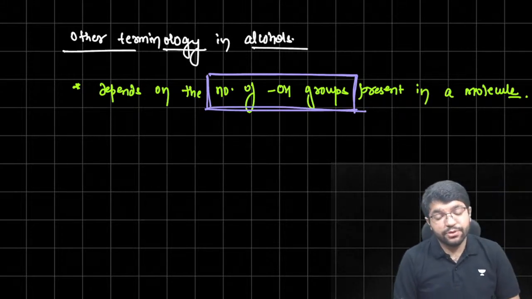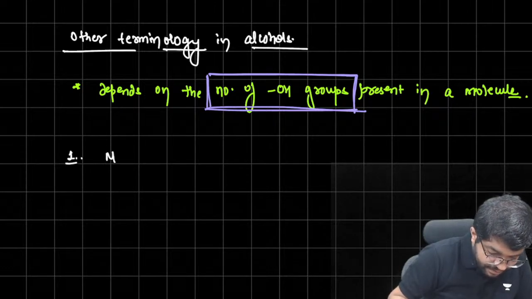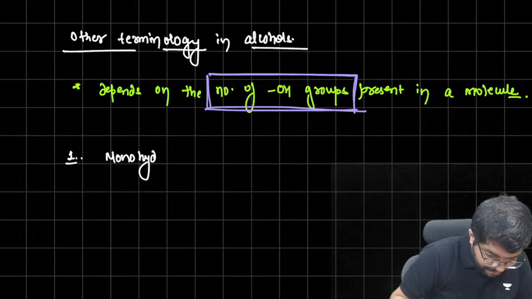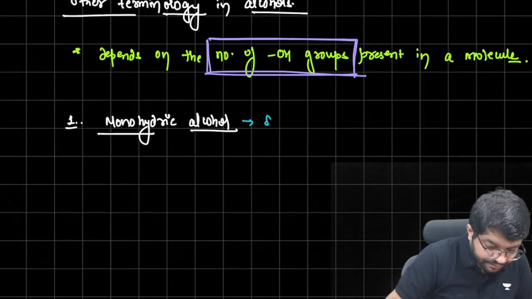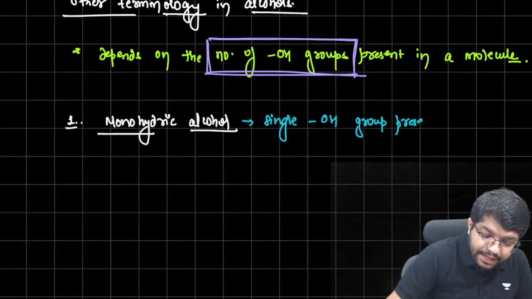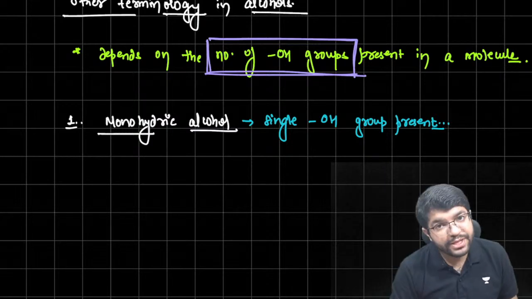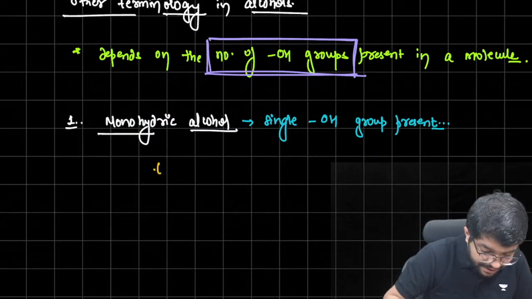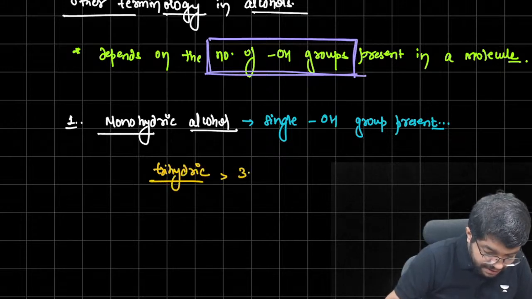Number of OH groups. First is monohydric alcohol, and mono means a single OH group present. Then it can be dihydric, trihydric, or polyhydric, depending on the number of OH groups present. For example, trihydric means three OH groups present.